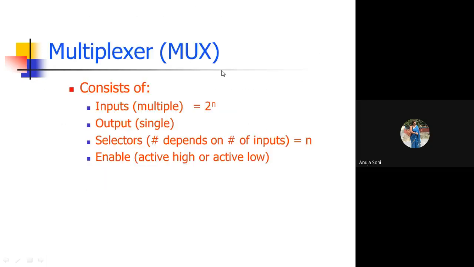Similarly, what has become the formula? Input should always be in multiples of 2 raised to power n, and output will always be single in case of a multiplexer. How many select pins will there be? It will depend on the number of inputs. Inputs are always in terms of a power of 2, so whichever power of 2 it is, that will become the number of selection pins. Enable will either be high or low. In case it is high, only then will your multiplexer be enabled.